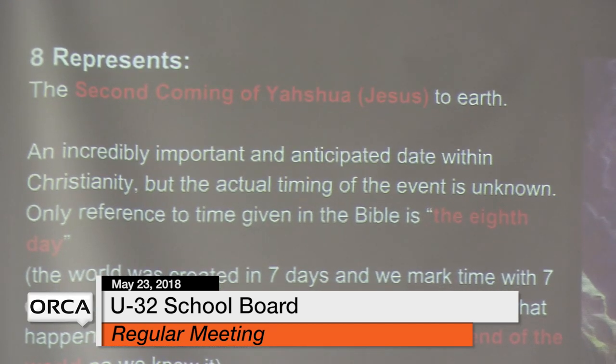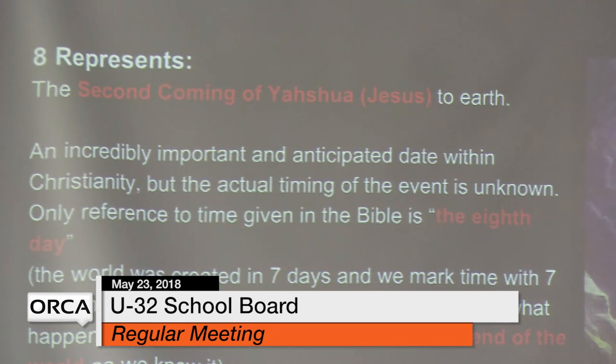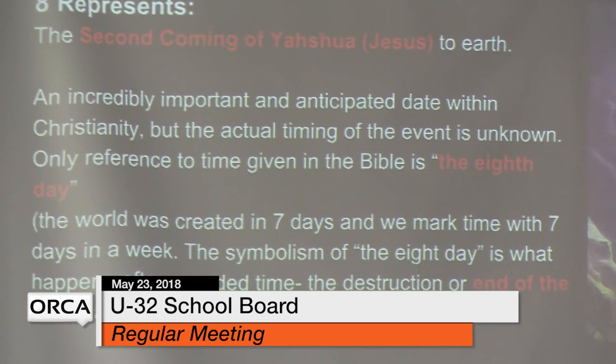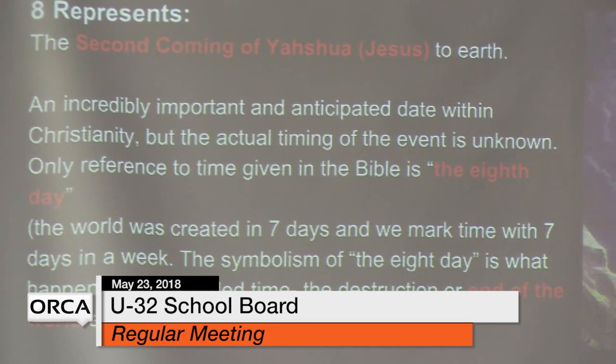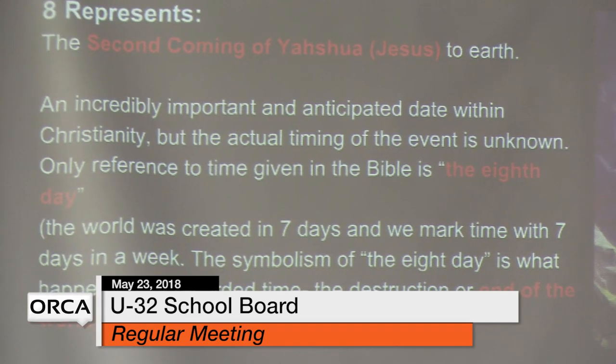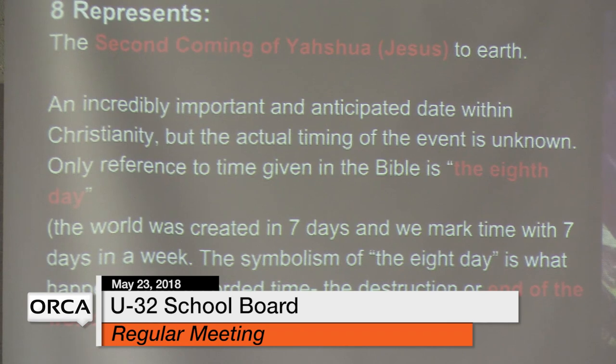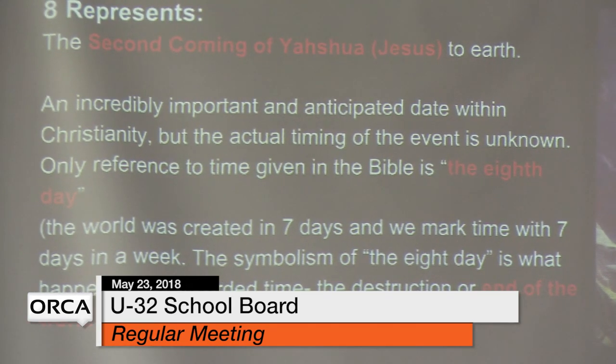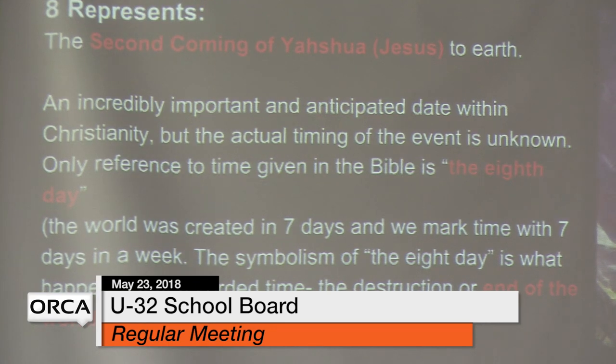It's a very incredibly important and anticipated date within Christianity, but the timing of the event is unknown. It's not like the ending of the world of other religions where it was 2012, that's when the world will end. And the only reference to time given in the Bible is the 8th day. And so what this means is that the world was created in 7 days, and we mark time with 7 days a week, and then we repeat it again.